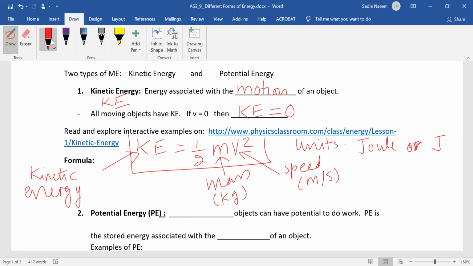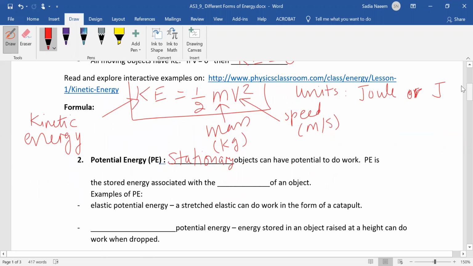All right, potential energy, on the other hand, that I just mentioned, is the type of energy that a stationary object can also have. Stationary objects can have something called potential energy. If an object is stationary at some position in a gravitational field, like above the ground, then it has potential energy associated with it relative to the ground. That's not the only form of potential energy. But first, let's write this down. Potential energy is the stored energy associated with the position.